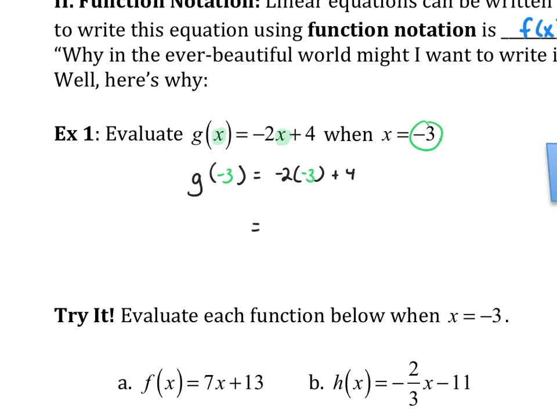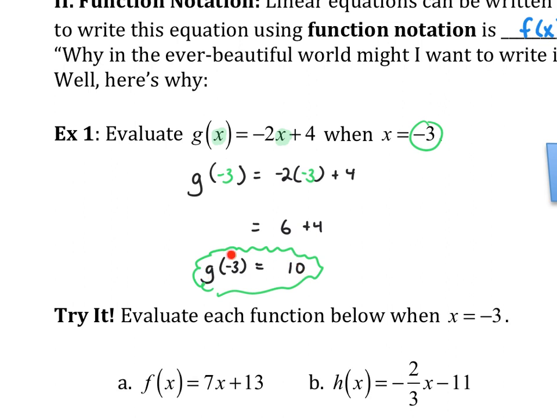Now, there's nothing to evaluate on the left side because this is the title, g of negative 3. In other words, what is the value of the function named g when I substitute a negative 3 in? All we have to do is simplify over here. Negative times negative is positive 6, plus 4, and out comes a 10. Notice how we write our answer: g of negative 3 is 10. The valuable part is that you see the input, you see the name of the specific function, and you see the output.